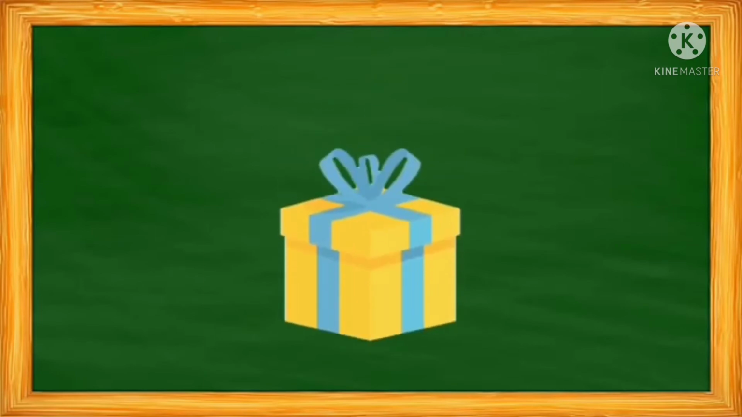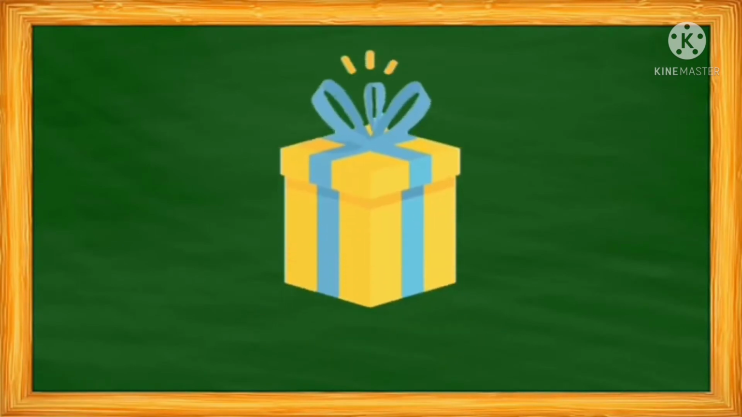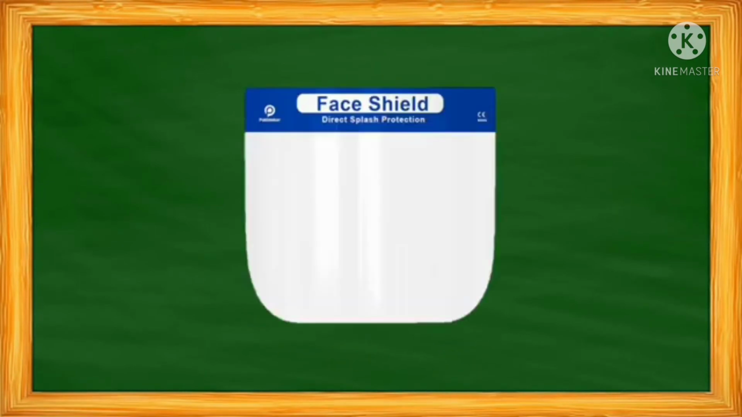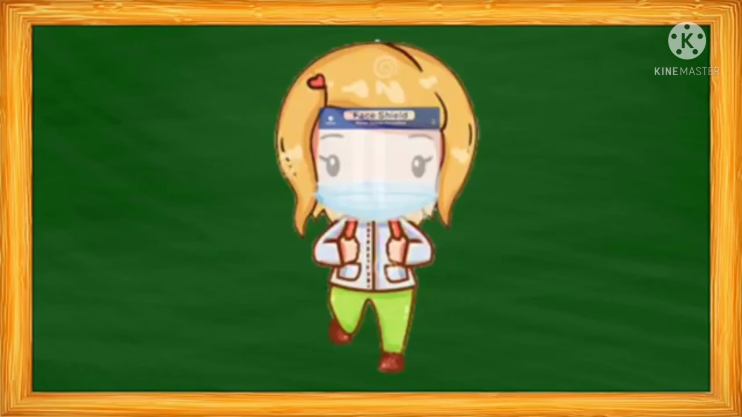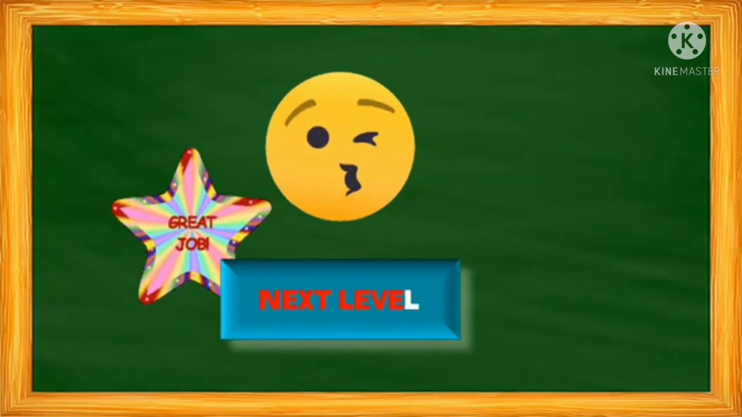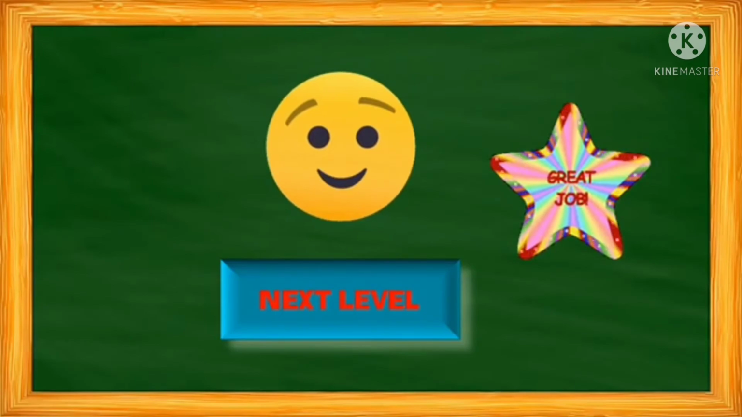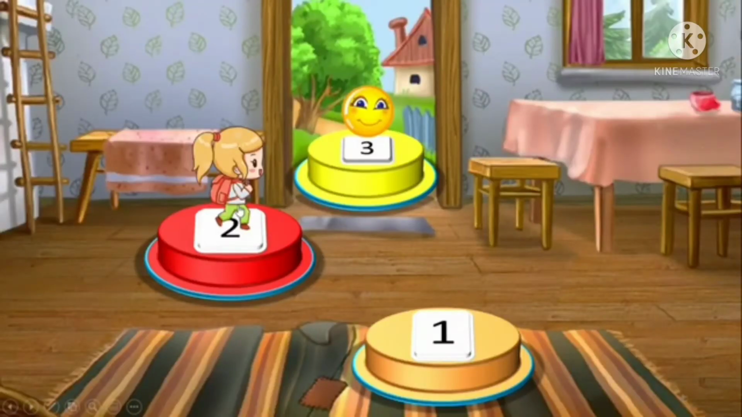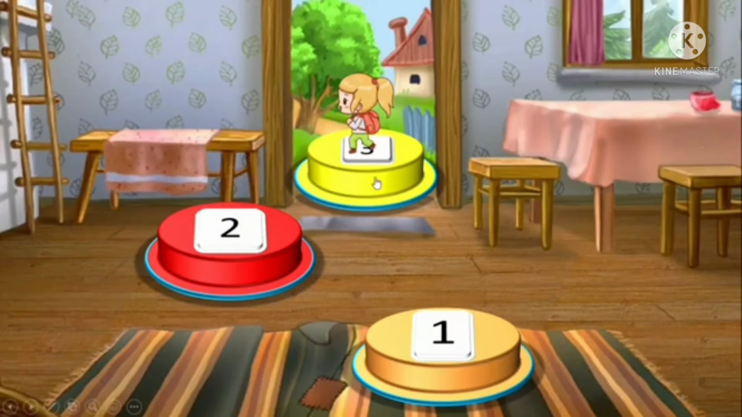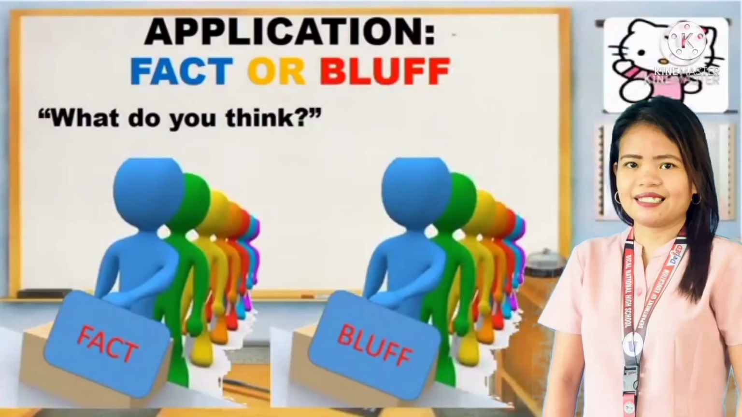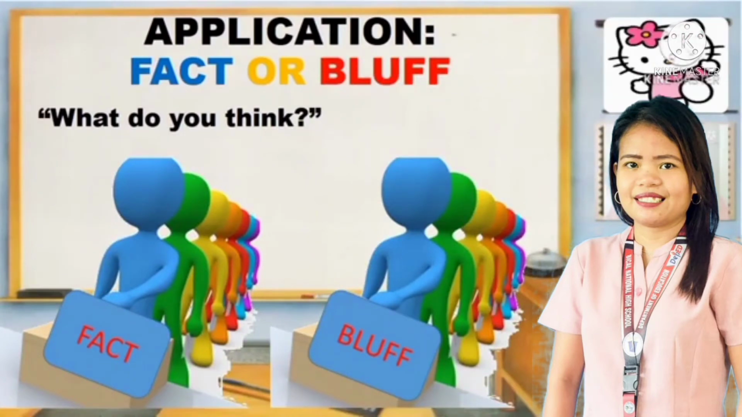Let's find out the next object that Lilo needs. It's a face shield. Let's proceed to the next level. Lilo can now jump to level 3. In this level, we'll test your understanding about the different properties of parallelogram.